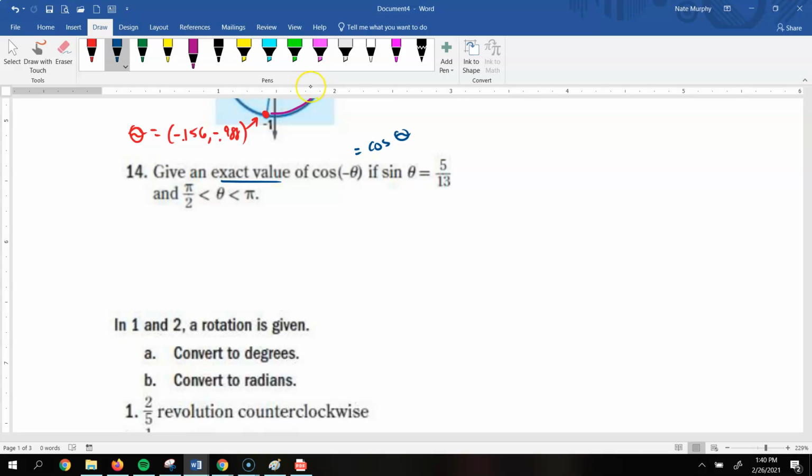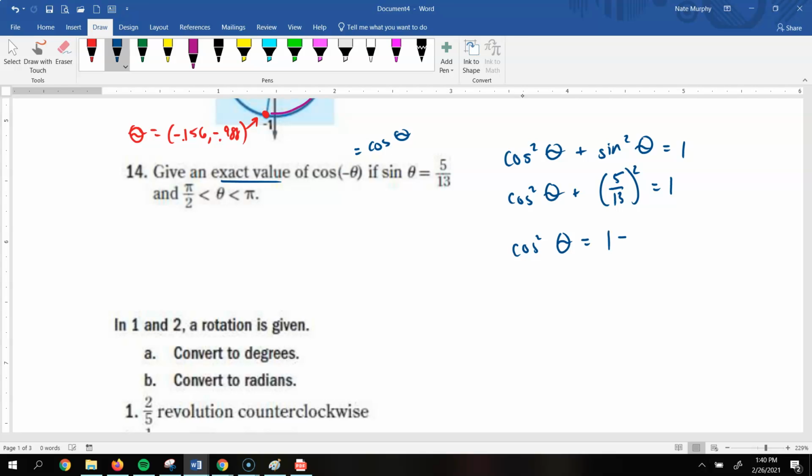So remember, if they give us the sine of theta, and we need to find the cosine, that's where we use the Pythagorean identity. So we're going to take cosine squared theta plus sine squared theta and set it equal to 1. So the cosine squared theta, that's what we're trying to find. And we know the sine is 5/13, so we'll square that and set it equal to 1. So I'm going to kill two birds with one stone here. I'm going to subtract that 5/13 squared from both sides. Well, 5 squared is 25, and 13 squared is 169.